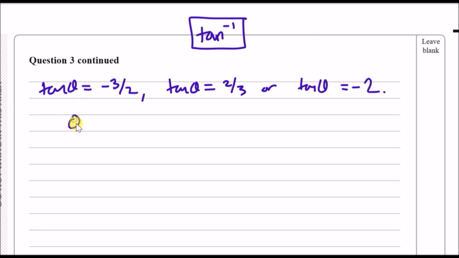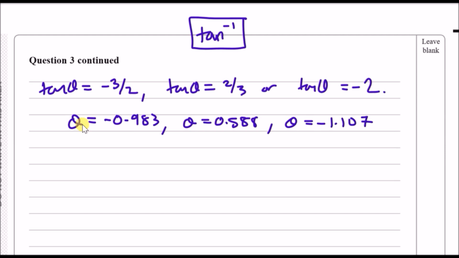So inversing each of these results, guys, you should get values of minus 0.983 for the first one. Second one, you should get 0.588, or also minus 1.107. Okay, so at this stage now, we need to see whether these values fit the range, yeah?